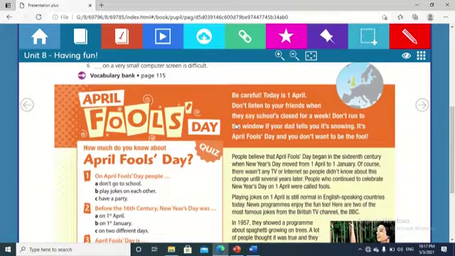Of course, here we have this text: April Fool's Day. Of course, we will start reading and listen at the same time. Then we will move to the questions. CD2, track 36. Listen to the article.